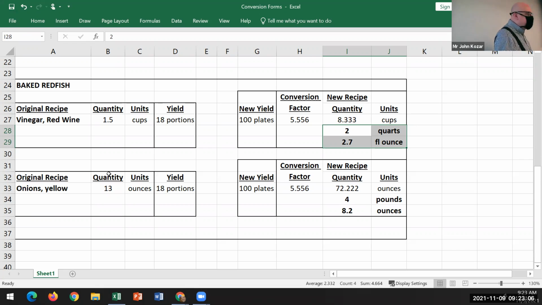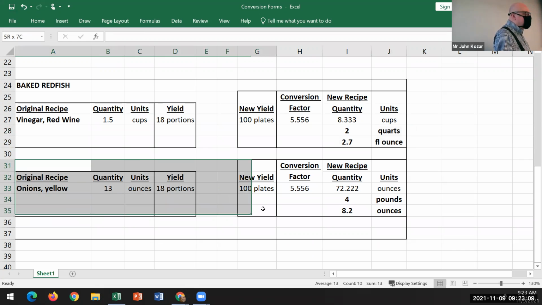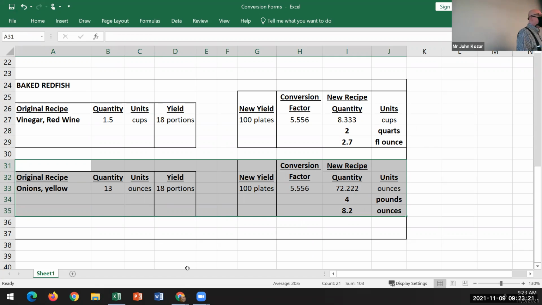The next one is by weight. So the recipe calls for yellow onions, 13 ounces. Again, that recipe card that you have yields 18 portions of the baked redfish. We want to make it 100 plates. We're going to have the same conversion factor because it's going from 18 portions to 100 portions. So that stays the same, the 5.556. But this time we'll multiply it by 13. And that's going to give us 72.22 ounces.